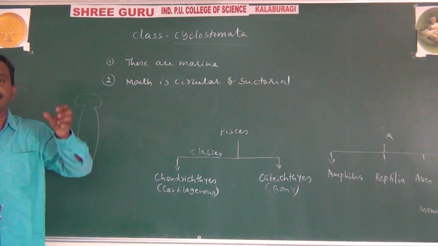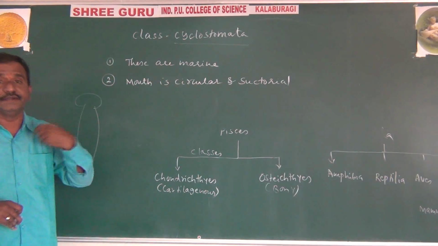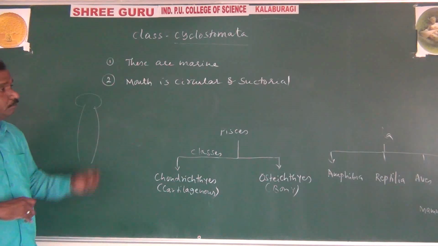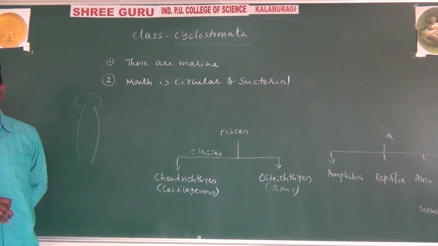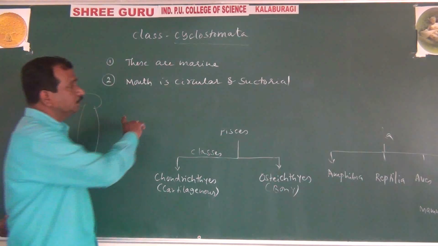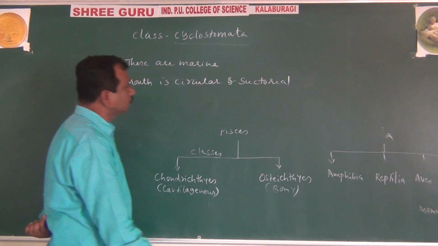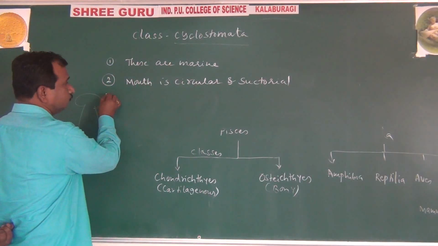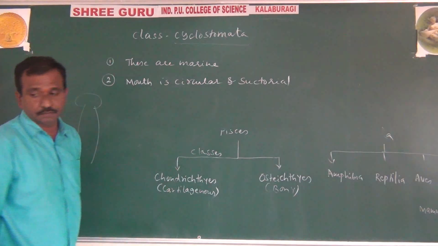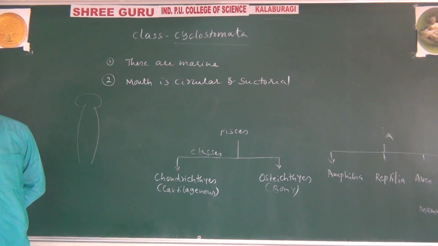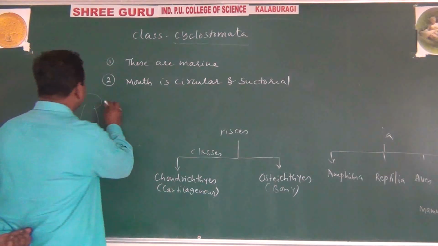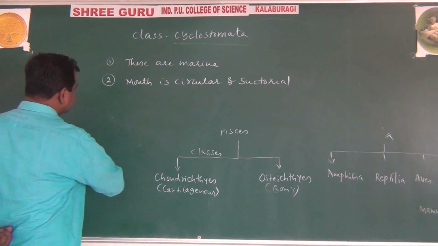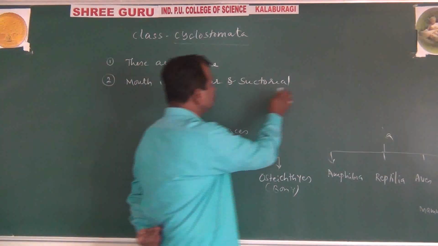Suctorial means they have the capacity to suck blood. These are considered blood sucking parasites. So mouth is circular and suctorial. Next, the third one: mouth is circular and suctorial means they are parasitic in nature. They are parasitic in nature.